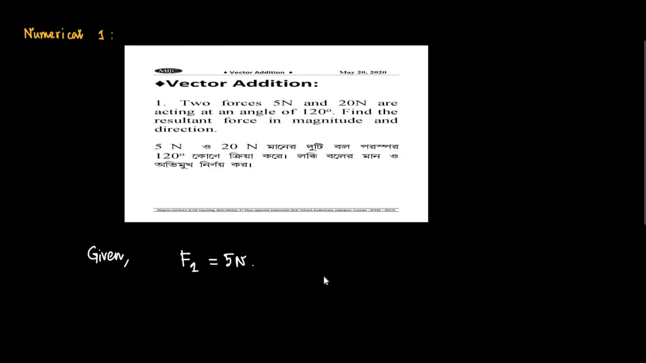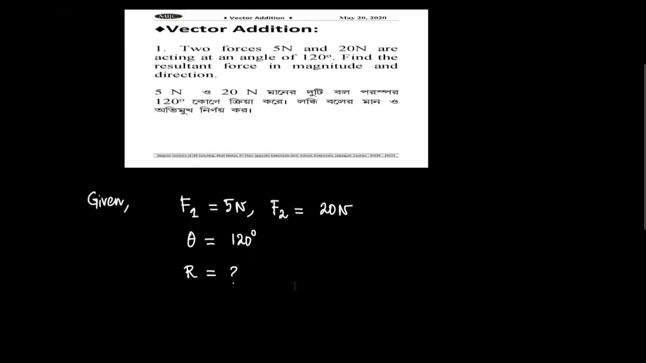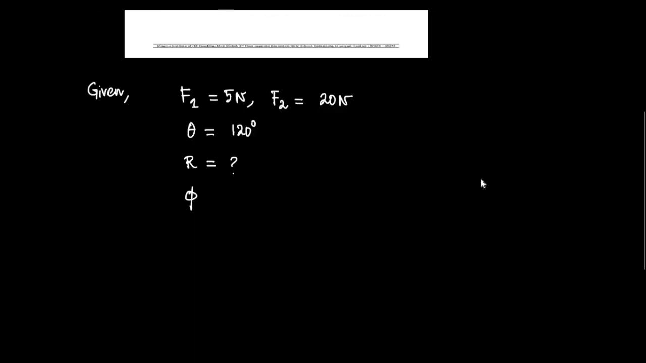Numerical number 1: F1 equal 5 Newton, the second force F2 is equal 20 Newton, and the two forces are acting at an angle 120 degree. That's why theta is equal 120 degree, and we have to find the resultant force, the magnitude of the resultant force and direction. That's why R equal question mark and phi will be equal question mark.